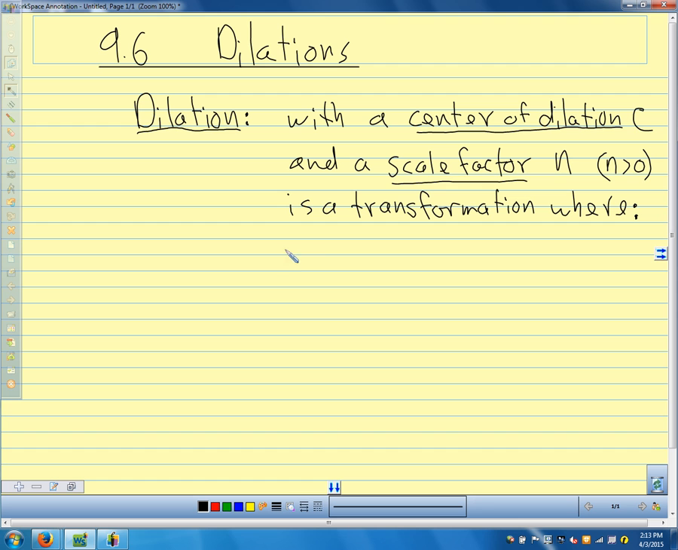All right, so with the dilation, the center is its own image. So C equals C prime. So if we do a dilation and we have an object that's on the center of dilation, the image of that point stays the same. Just like something that was on the center of rotation is its own image, and just like something that was on the mirror line is its own image.